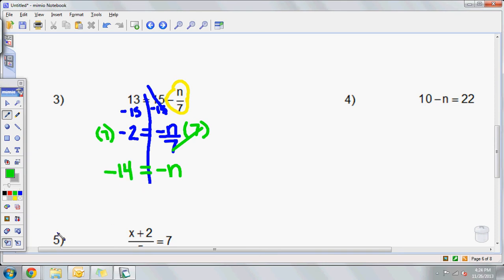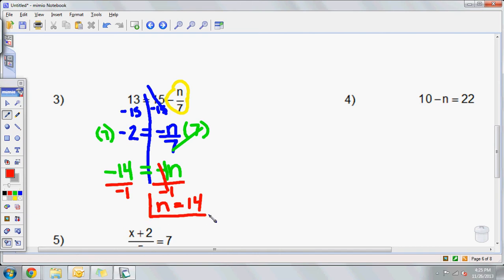Now this one I threw in here, and that was kind of mean of me because this is actually a 3-step problem. Because you might notice, n's not completely by itself. Okay, it's got that negative. And that's kind of like a negative 1. So we have a little bit more work to do here, folks. We have to get rid of that negative 1n. It's being multiplied. So the opposite would be to divide by negative 1. So n is equal to a positive 14.